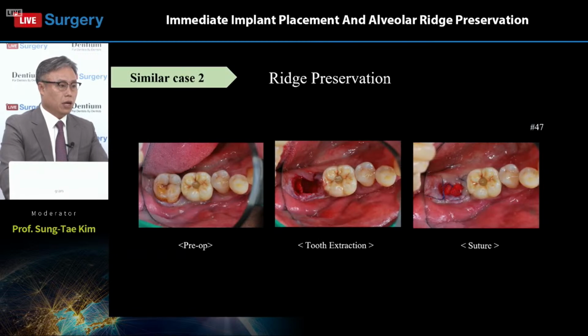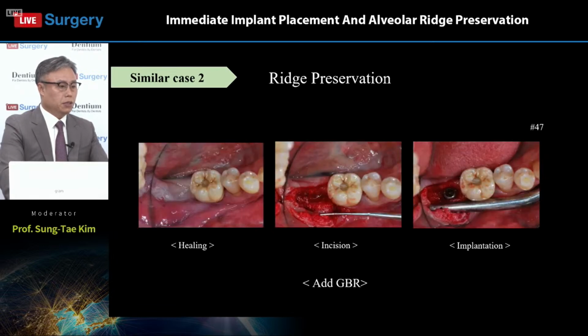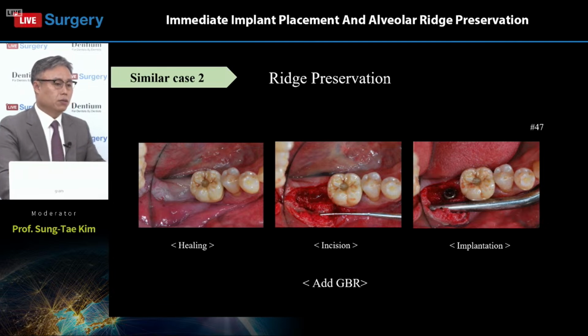I'm going to show a similar case. After the extraction of the second molar, apply the bone graft and the matrix and the suture. This is not an immediate placement protocol; it is delayed, waiting about 3 months for the initial healing after bone graft, and placing the implant later. So this is not immediate implant placement, but placement of the implant in the healed ridge after ridge preservation.